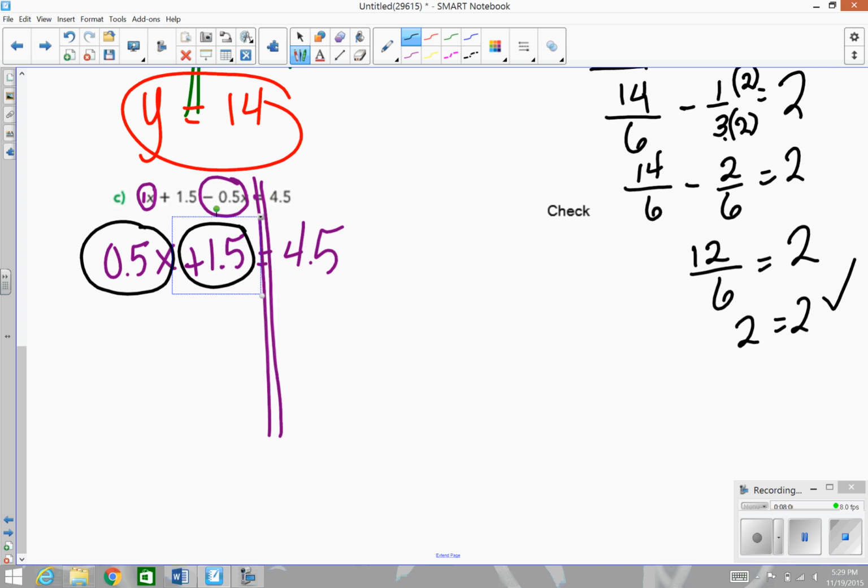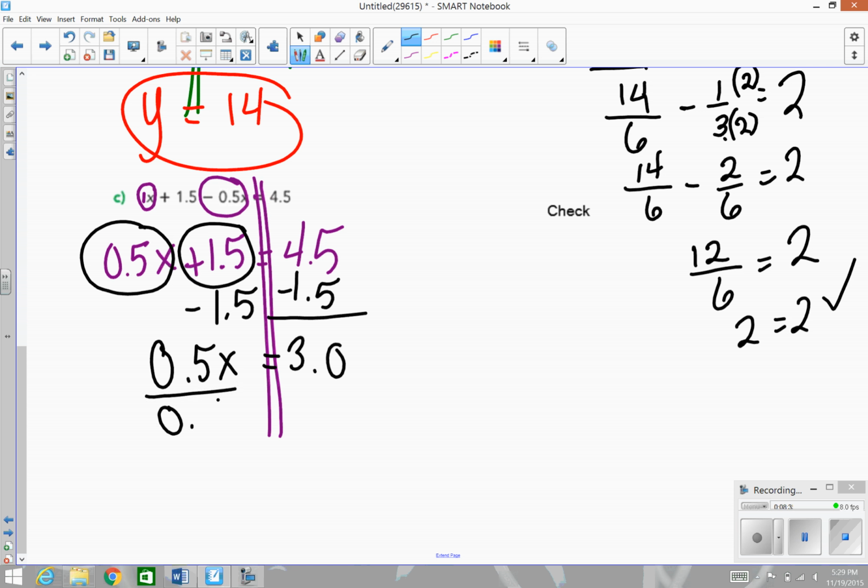This is a positive 1.5. The opposite would be a negative 1.5. Whatever you do to one side, you have to do to the other. On the left, we have the 0.5x that's going to remain there. And over here, 5 minus 5 is 0, 4 minus 1 is 3. This is 0.5 times x. The opposite of multiplying by 0.5 would be to divide by 0.5. And x equals 6.